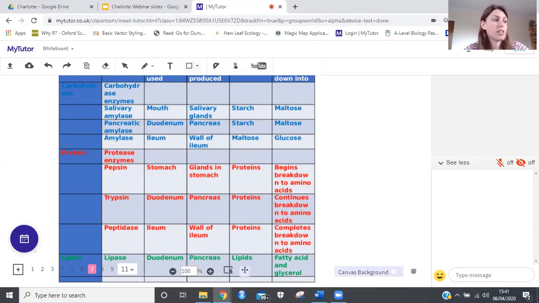Yes, enzymes all have a unique shape. So all of these enzymes that we've listed have their own unique shape that binds to carbohydrates such as starch, or proteins, or lipids. Each enzyme has a specific shape that is complementary to the molecule that it's designed for.